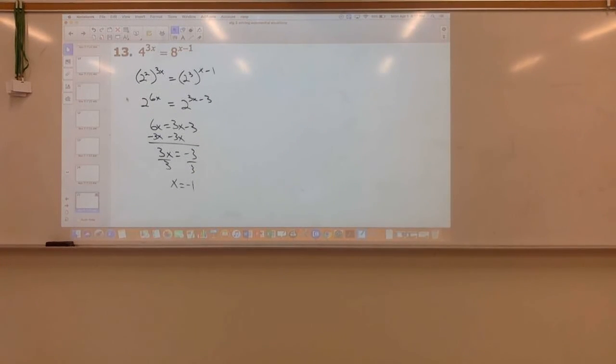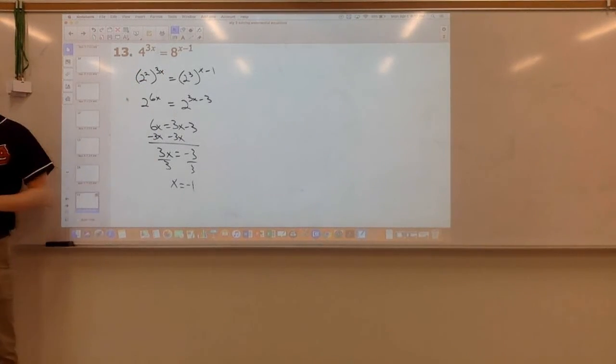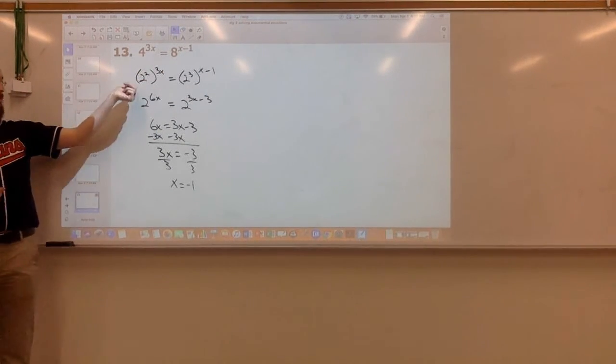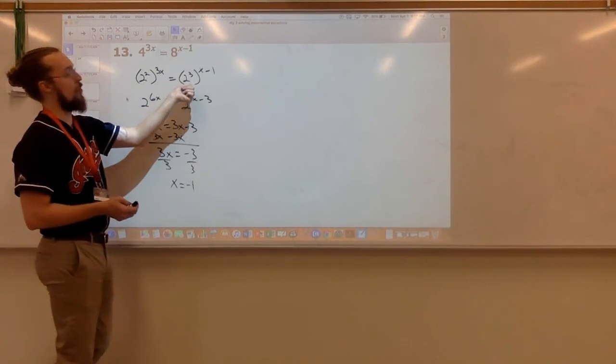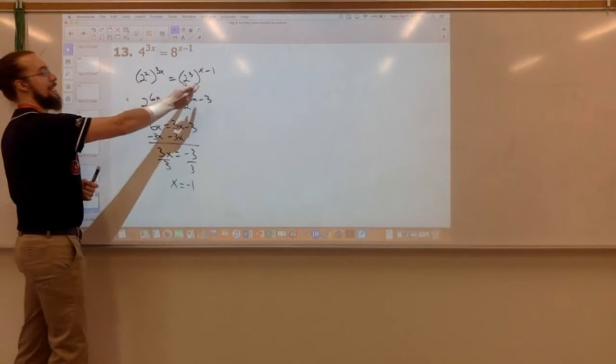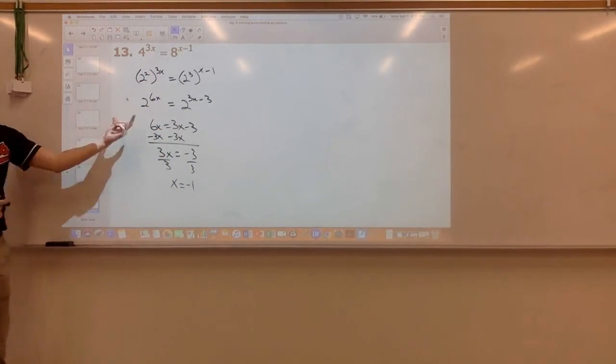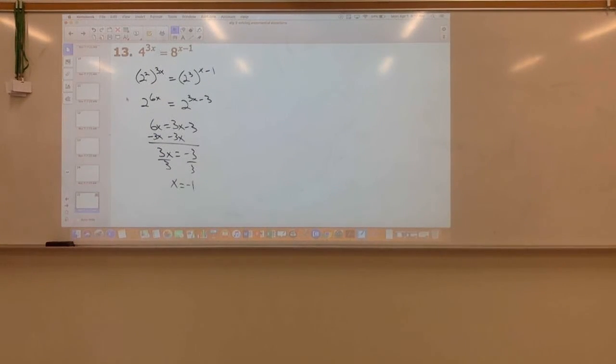All right, for number 13, did we get -1? So here we would need to rewrite both the 4 and the 8 with bases of 2. So 2 to the second to the 3x, 2 to the third to the x minus 1. Then I'd multiply the exponents together, so I would get 6x and 3x minus 3. Setting those equal and solving, we should get -1.